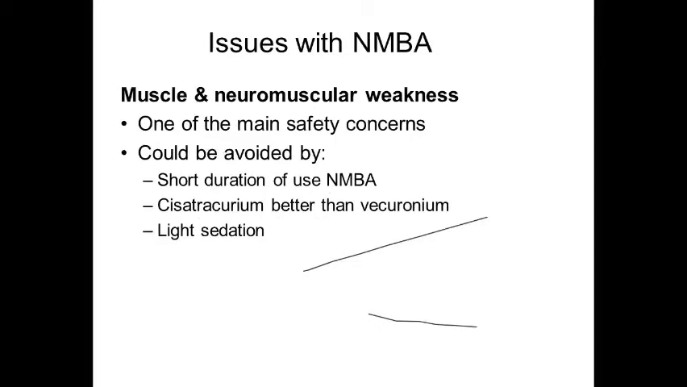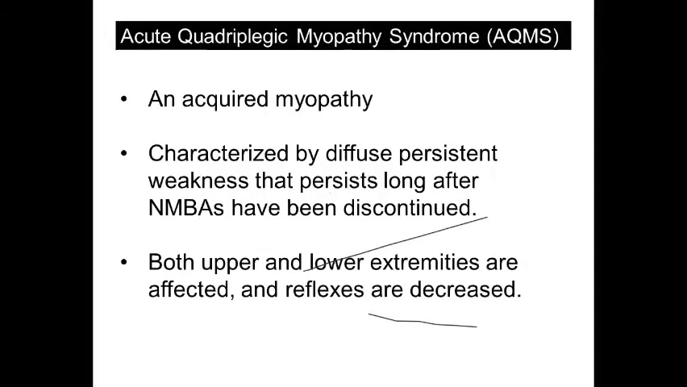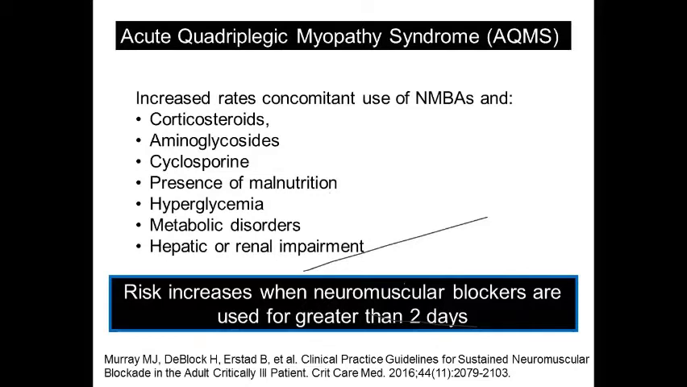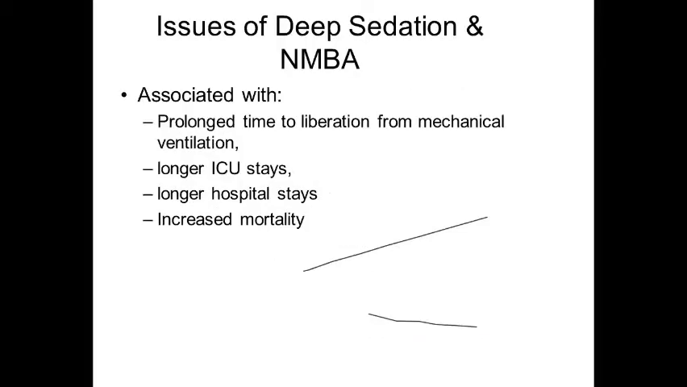Another issue is neuromuscular weakness. We could avoid it by decreasing the duration of paralytic agents. There are some medications that might increase the likelihood of acute quadriplegic myopathy syndrome in patients on neuromuscular weakening agents.